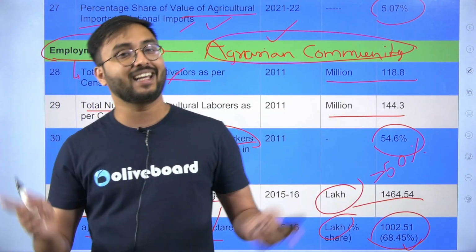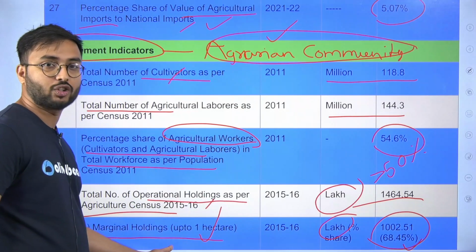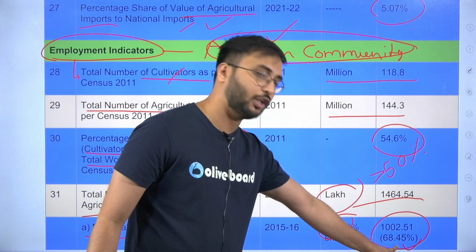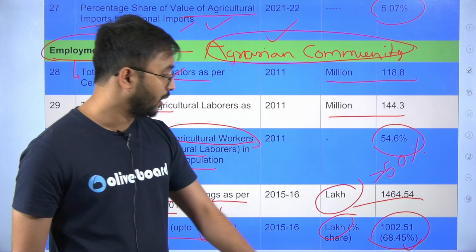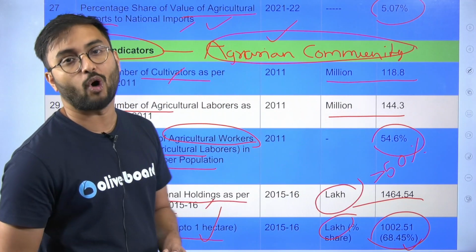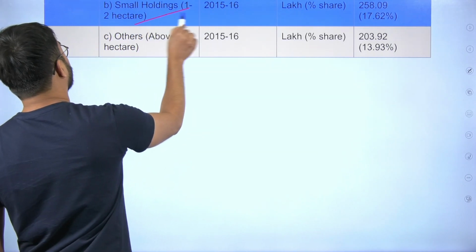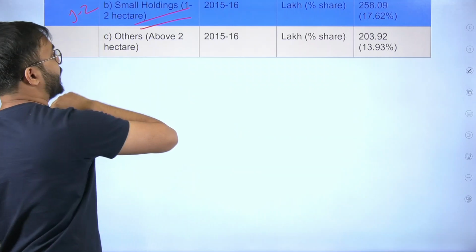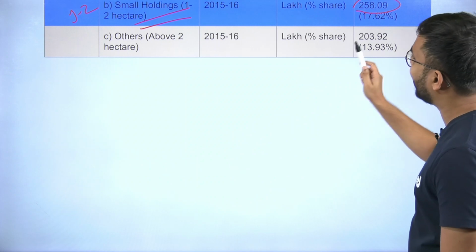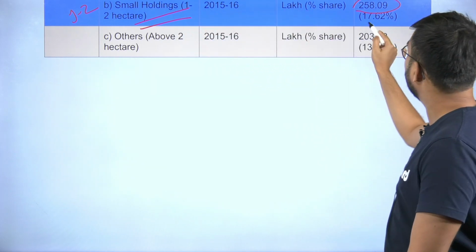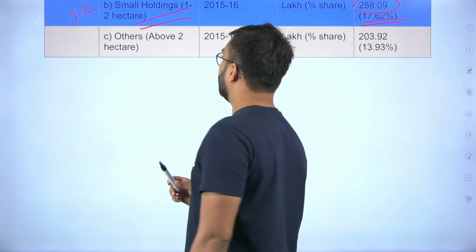So out of total area in the country, the largest share of farmers are marginal in nature. Why? 68.45% is the marginal land. So marginal farmers in the country would also be larger in number compared to the small, medium and large farmers. Then come small holdings. Small holdings are those where the area is between 1 to 2 hectares. 258.09 lakh hectares is the small holdings, which is almost 17.62% of the total area.